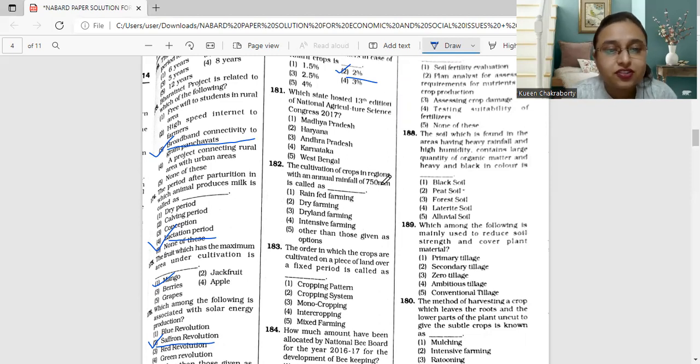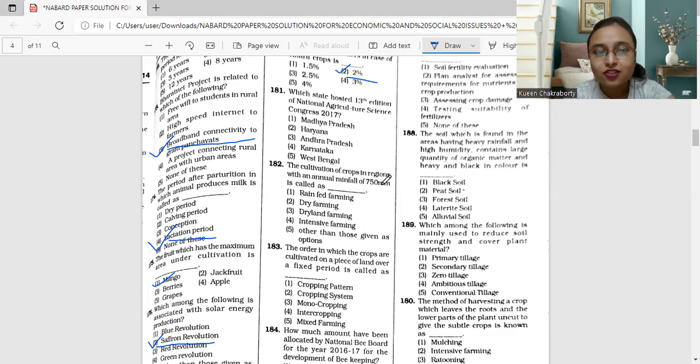campus of the University of Agricultural Sciences, Bangalore, or UASB, in Bangalore, Karnataka, in February 2017. This 4-day Congress was jointly organized by UAS, the National Academy of Agricultural Sciences, which is the NAAS, and the Indian Council of Agricultural Research, which is the ICAR. The theme of the Congress was Climate Smart Agriculture. So this was the theme.